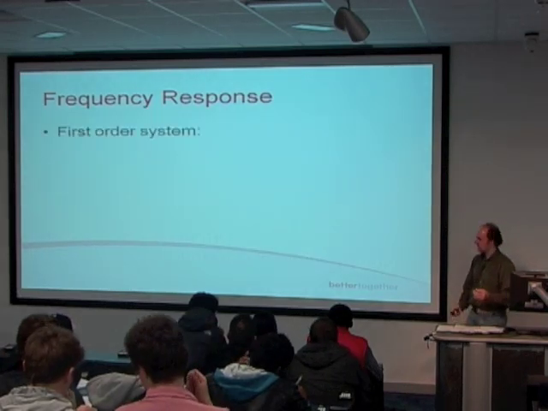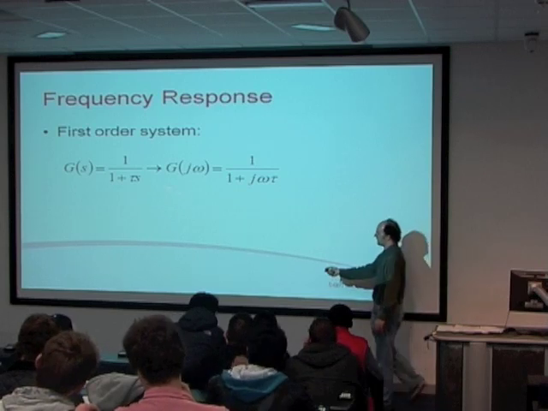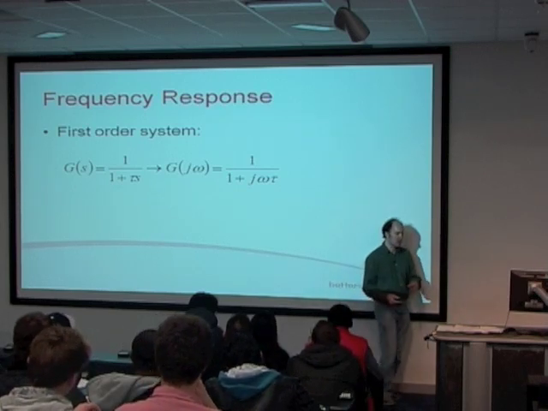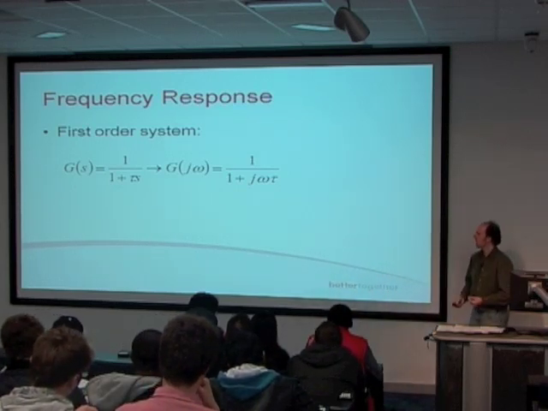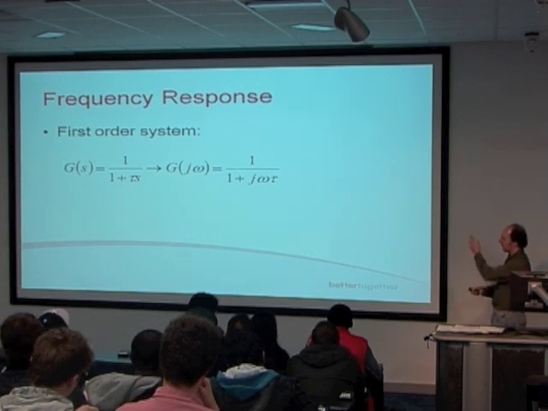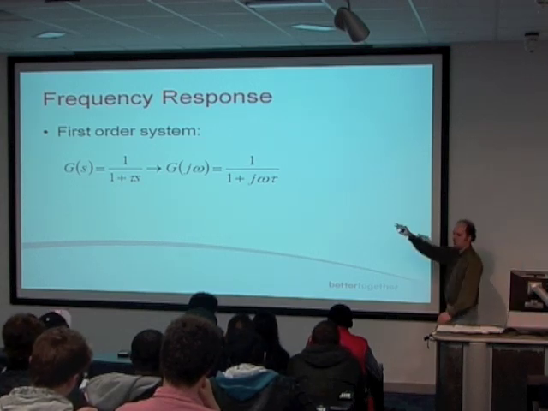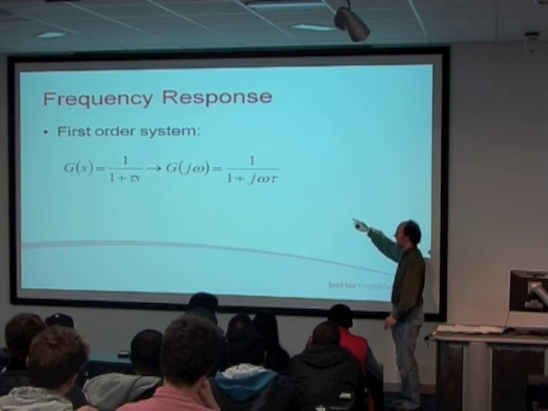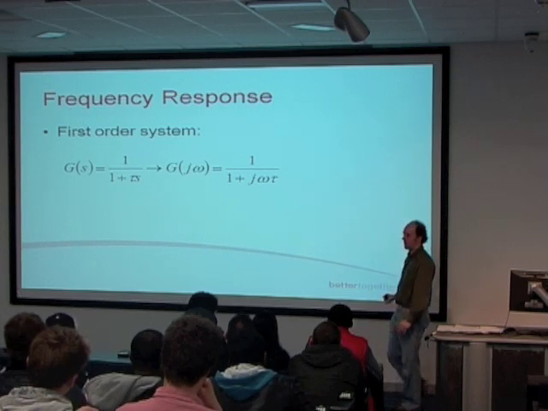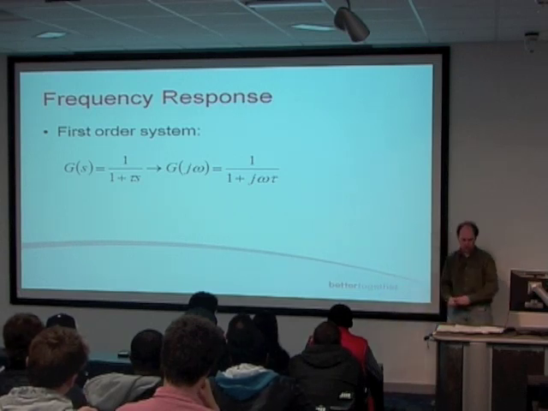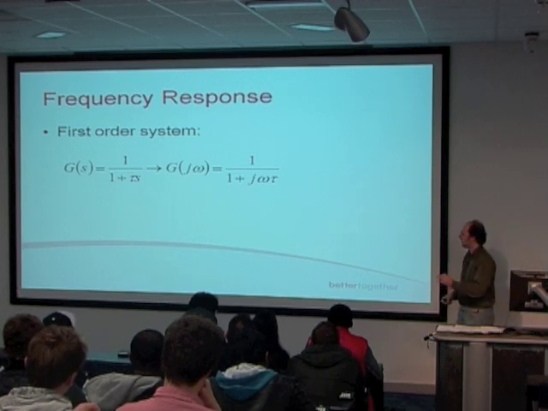So for a first order system, we know a first order system has this form, 1 over 1 plus tau s. This is the first order lag. And in the s domain, you've got the s in the denominator. And to get to the frequency domain, you replace that s with j omega. And so you end up with 1 over 1 plus j omega tau.